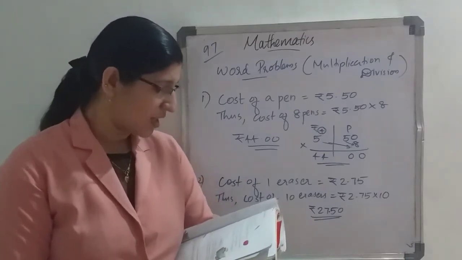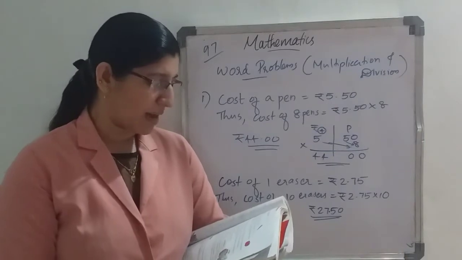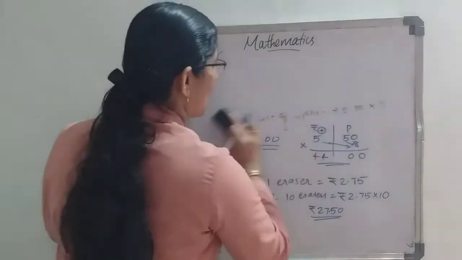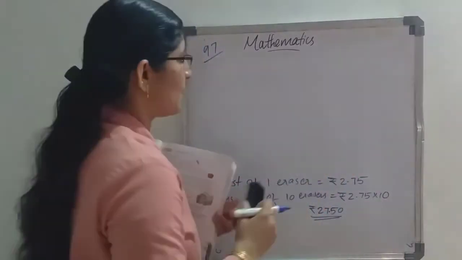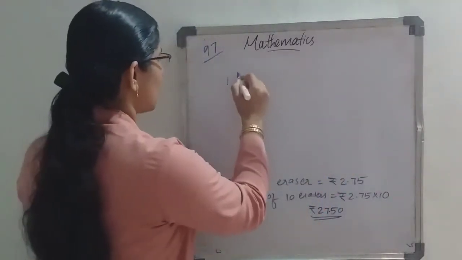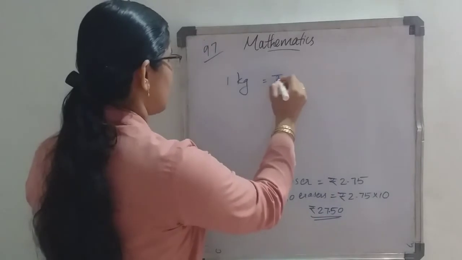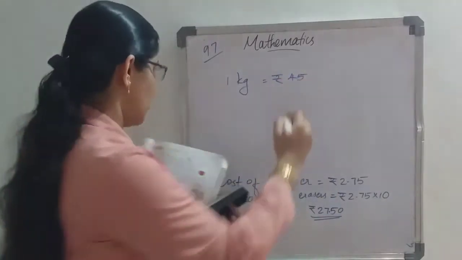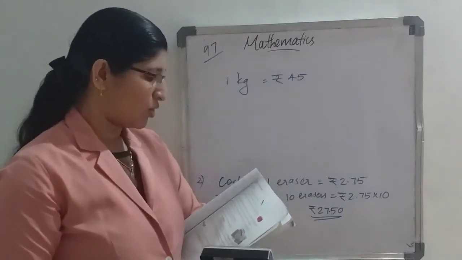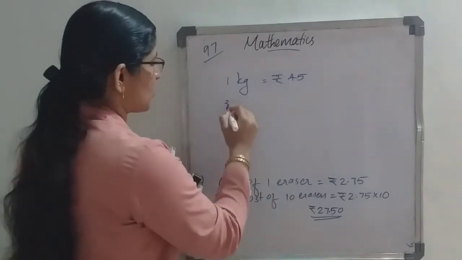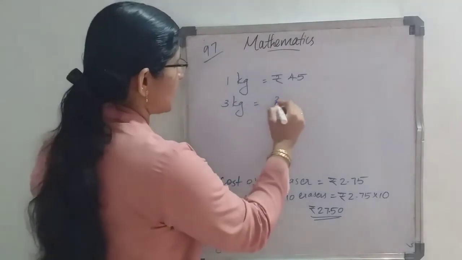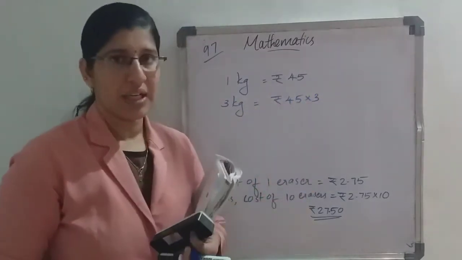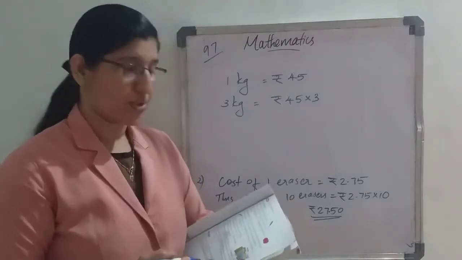The third question is that the cost of 1 kilogram apple is 45. Kilogram is a unit of weight that we will study in the next chapter. So 1 kilogram apple costs 45, and you need to find out the cost of 3 kilogram apples. So easy. You need to multiply 45 into 3. Clear? Try to do this third one also.